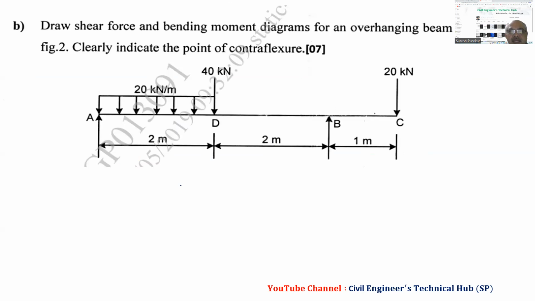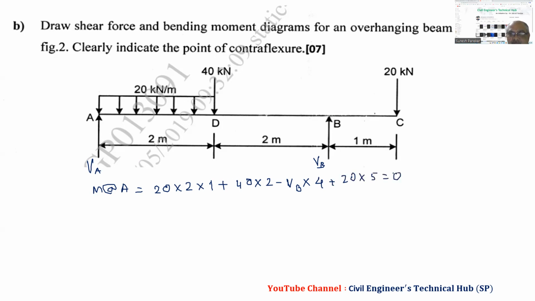Then this was the second question: draw SFD BMD again. So we have this as VA and this as VB. Now we will take moment about A equal to 0: 20 into 2 into 1, plus 40 into 2, because we are generally not taking moment about the overhanging, so into 4, plus 20 into 5 equal to 0.